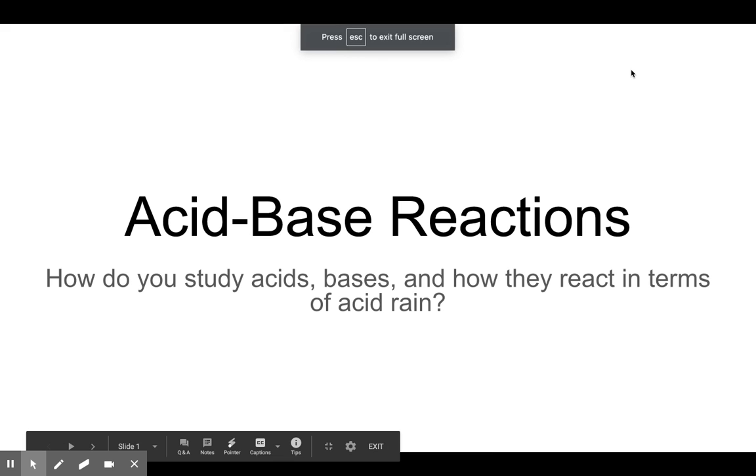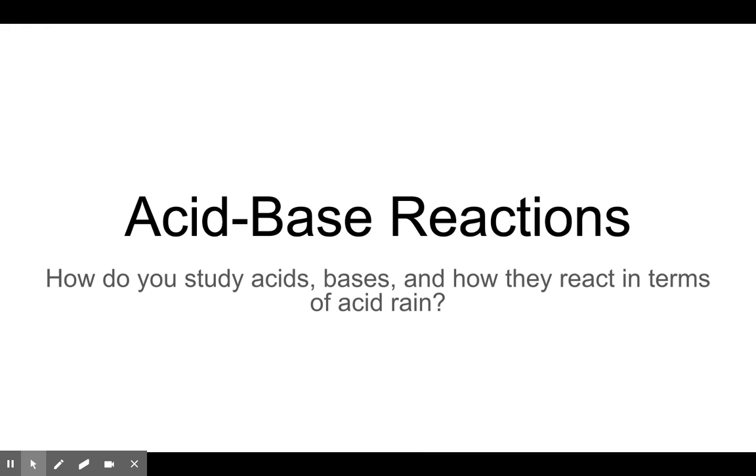So, what we're going to talk about today is when acids and bases react with one another and they undergo what is called an acid base reaction. The reason we're studying this is so that we can figure out how acids and bases react in terms of acid rain. When an acid reacts with a base, we say that it's undergoing what's called a neutralization reaction.